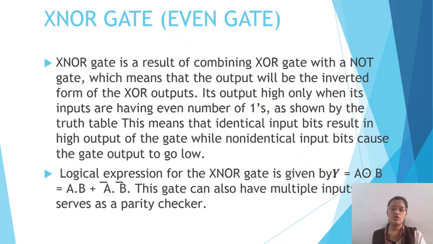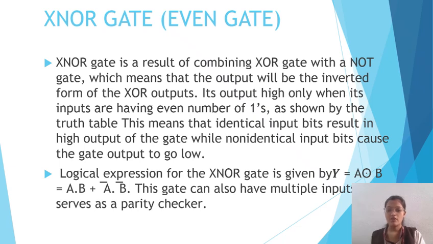XNOR gate. It is also known as even gate. XOR is known as odd gate and XNOR is known as even gate. XNOR gate is a result of combination of XOR gate with a NOT gate, which means that the output will be the inverted form of the XOR output. Its output is high only when its inputs have an even number of ones. As shown by the truth table, this means identical input bits result in the high output of the gate, while non-identical input bits cause the gate output to go low.